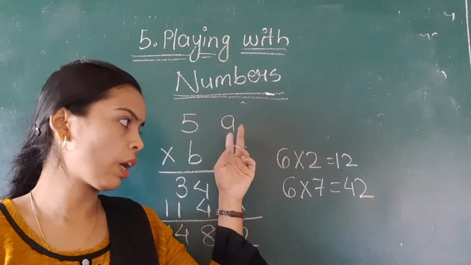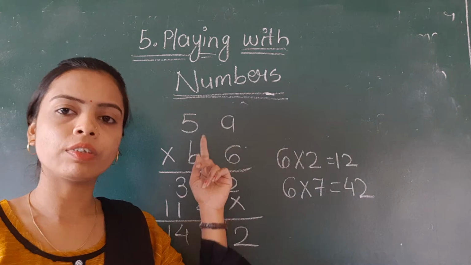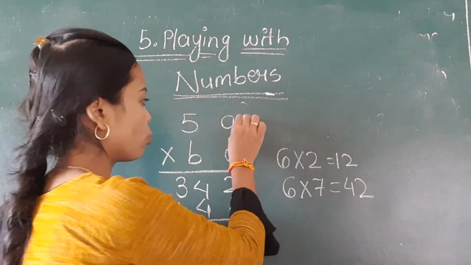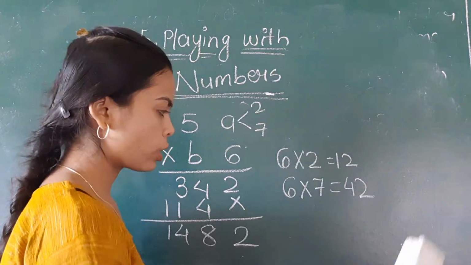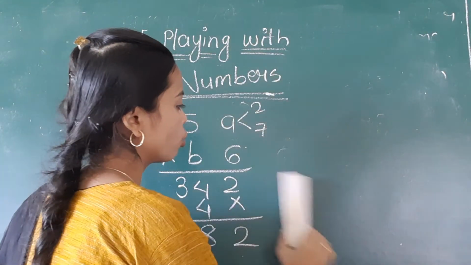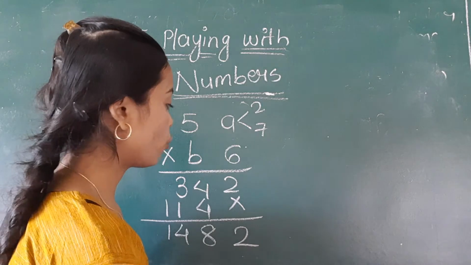So which number we have to write here, either 2 or the 7. That means the two possible values of A are 2 and 7. But which value is correct?